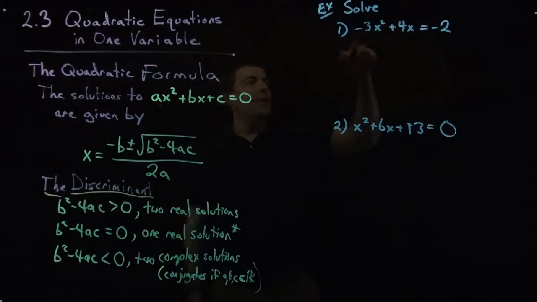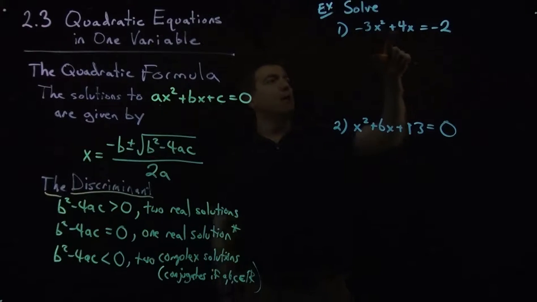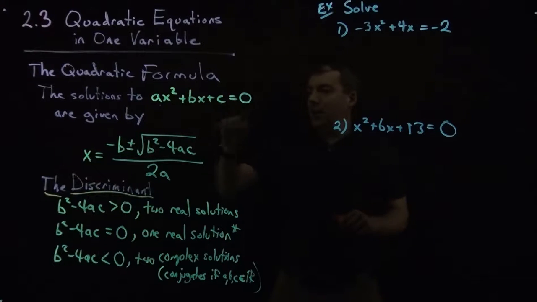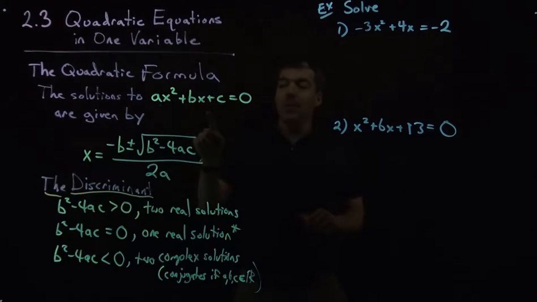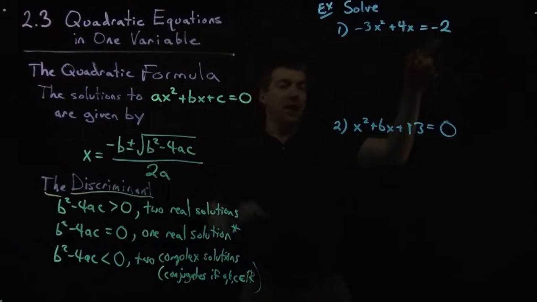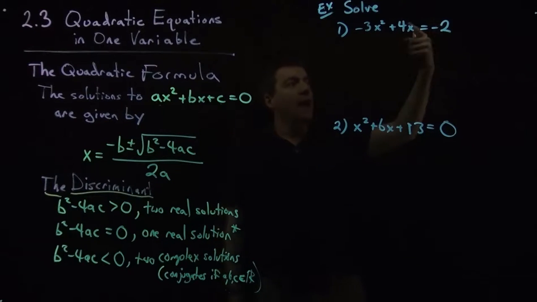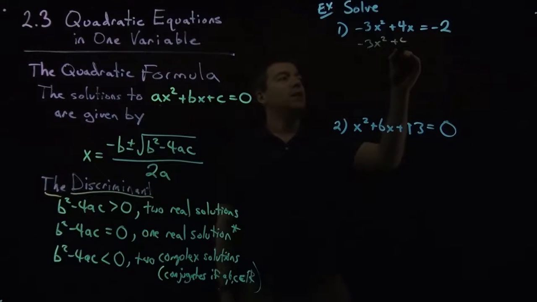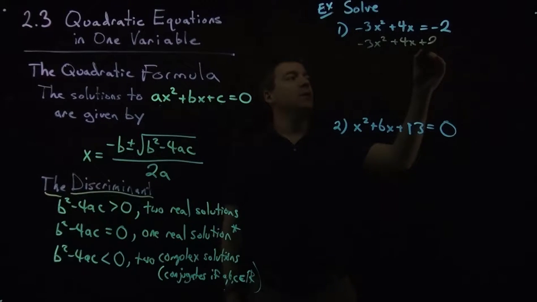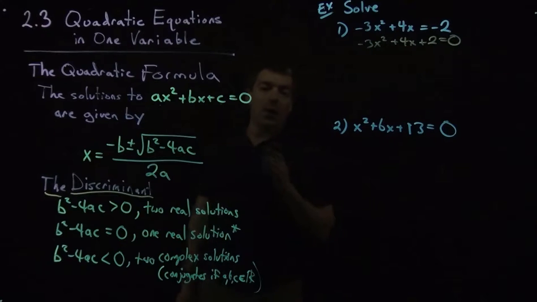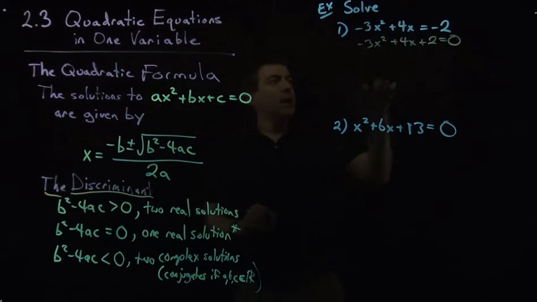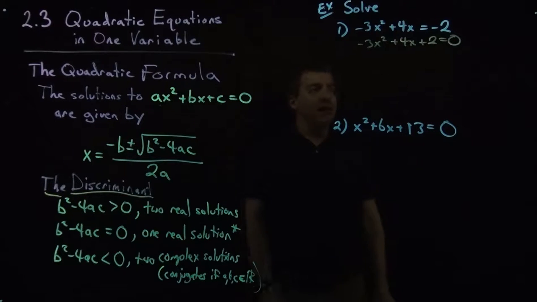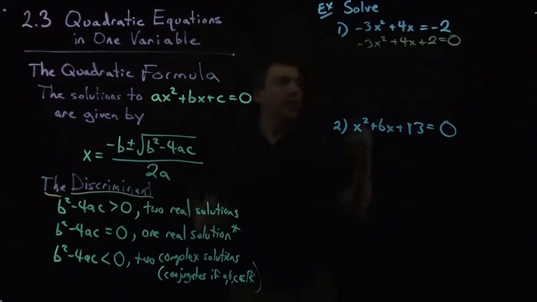So here we have negative 3x squared plus 4x equals negative 2. And if we want to apply this, we need to first put it in this form. And notice it is not in this form. It's not equal to 0. So we need to add the 2 first. Negative 3x squared plus 4x plus 2 equals 0. Okay, now it qualifies for the quadratic formula. We can read off the a, negative 3, the b is 4, and the c is 2. Okay, let's find the discriminant first.